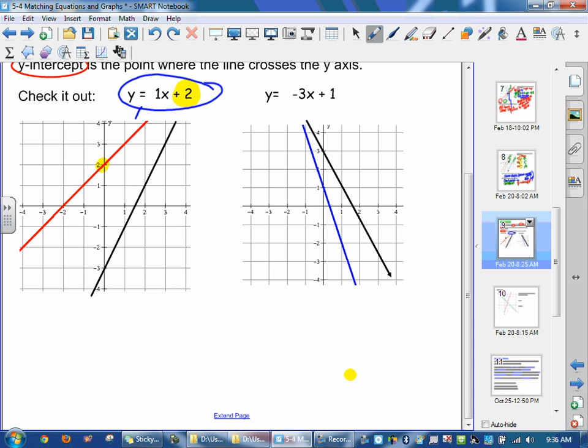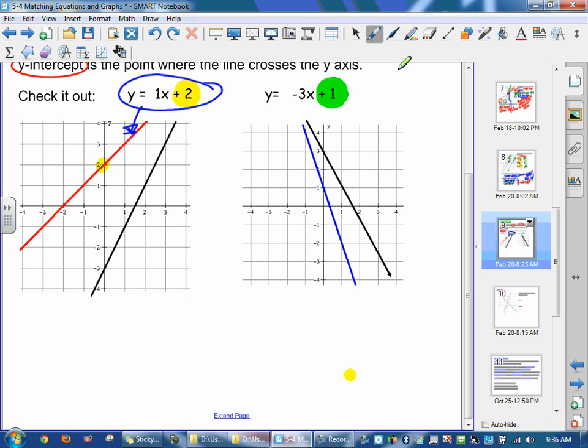Good. If you didn't, you see why you didn't get it right. All right. Let's check the next one. This guy's going to start where? +1. Which graph starts at +1? The blue one. So this guy here matches our blue line.